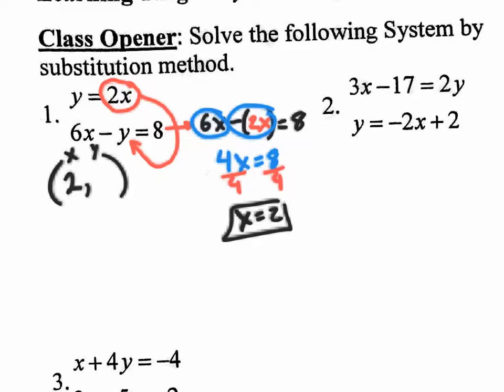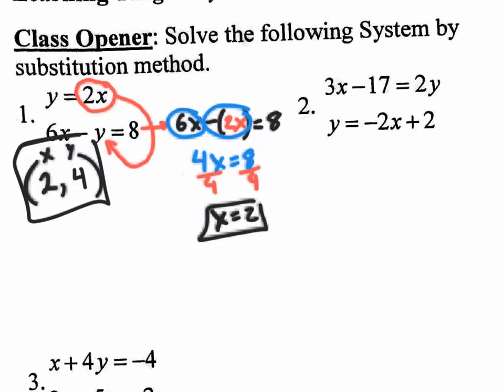So once you have an x value and you want the y value, just plug it into any equation you want. You could plug in the 2 right in here and say 6 times 2 is 12 minus y equals 8. Or you could plug in the 2 up here and say y equals 2 times 2. That's probably the easier option because 2 times 2 is 4, which means that y equals 4. So your y value is 4. And that's it. That's your answer for the system using substitution.